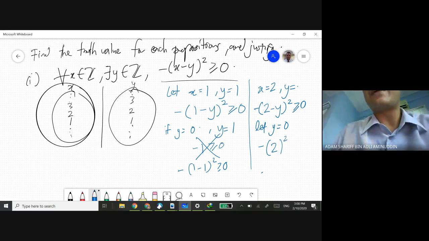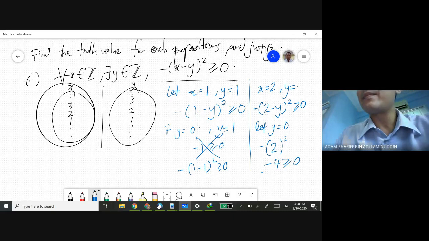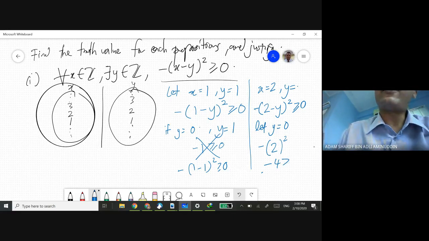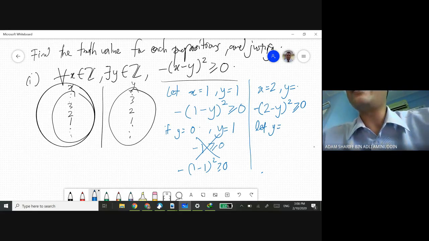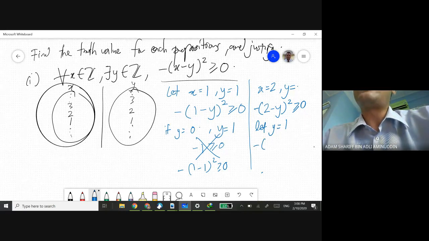Because the bracket is outside, it will be negative 4. So it's wrong, right? Therefore, my y cannot be 0. My y can be, if I put 1, let's say I put 1 again, I get the idea already, but I just want to show you the process of thinking here. It would be negative 1 squared, negative 1, which is wrong again. The possible y here will be 2.